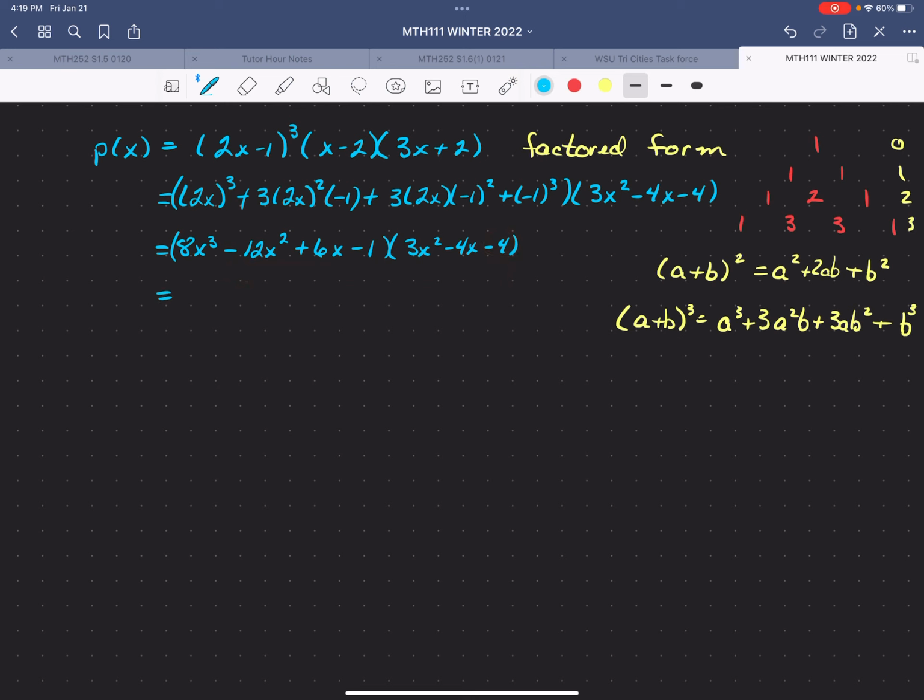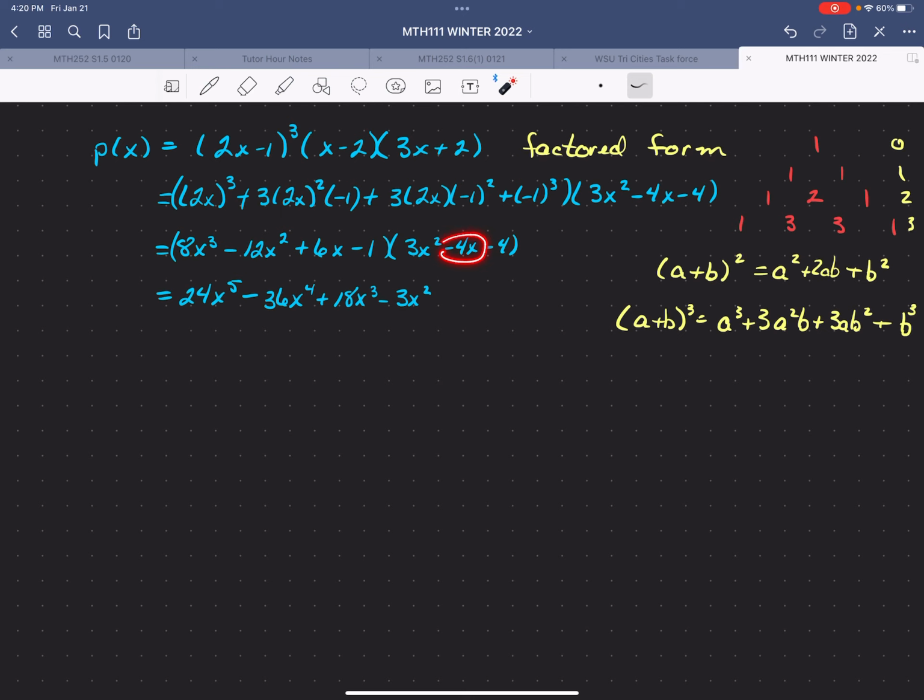Now this is the hard way. I'm going to show you the hard way, and then I'm going to show you the easy way. Okay, so what am I doing? I'm expanding this guy all the way out, and I'm going to do that by doing this polynomial multiplication. So 3x squared distributed through. 3x squared times 8x to the third is 24x to the fifth, minus 3x squared times 12x squared is 36x to the fourth, plus 3x squared times 6x is 18x to the third, minus 3x squared times 1 is 3x squared.